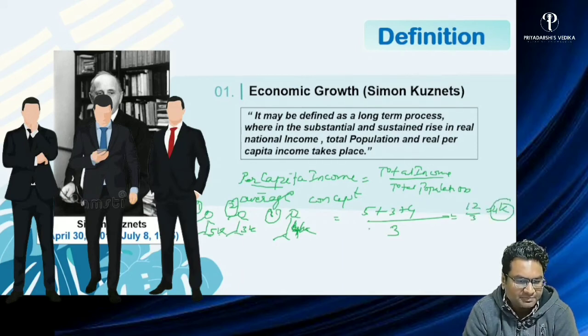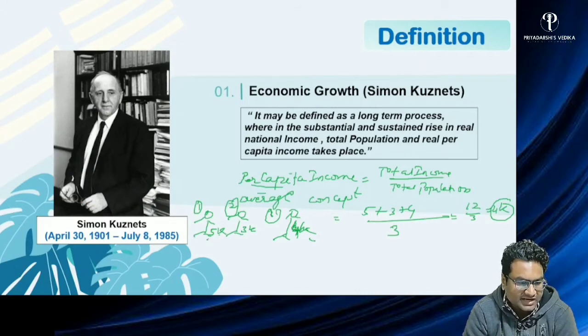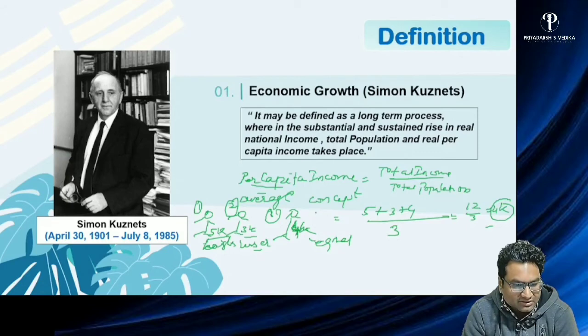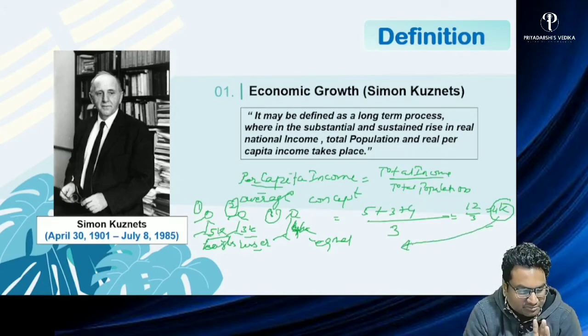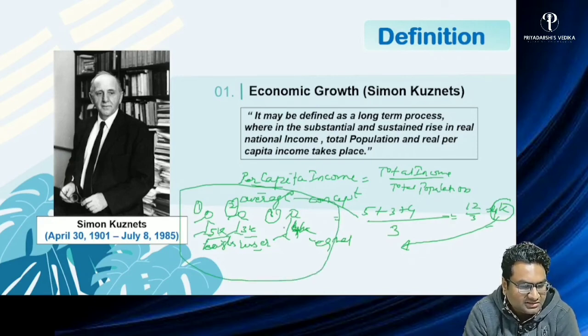This 4k is equal to this one. This guy is earning higher, this guy is earning lesser. Try to understand, keep my statement in your mind: you cannot say that this 4,000 income denotes the real picture of this population, or these three guys.